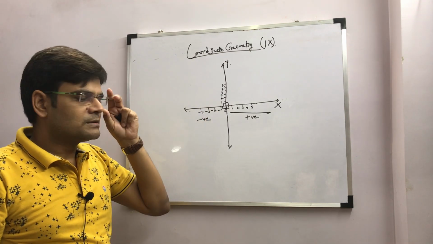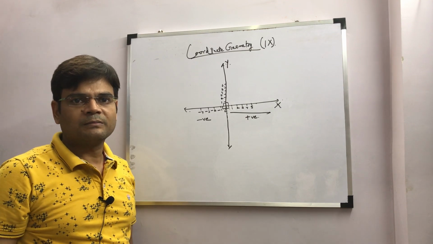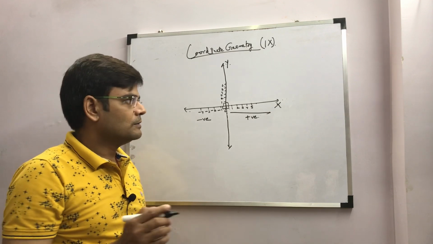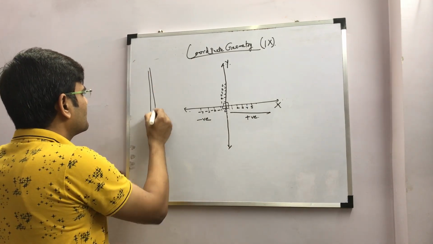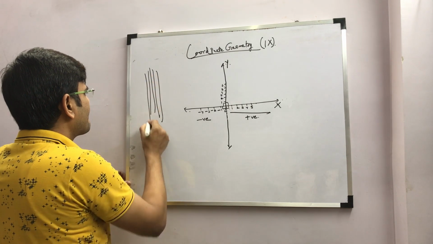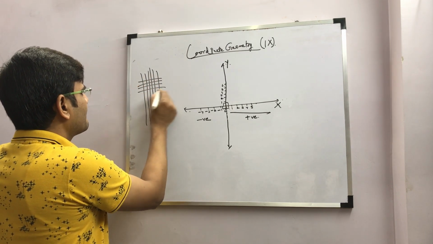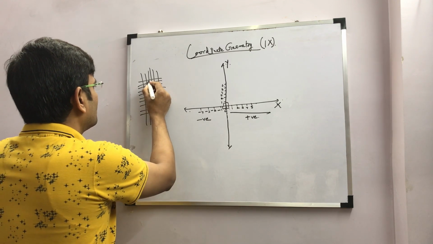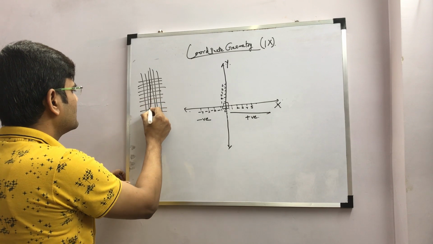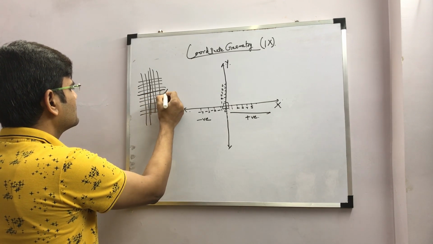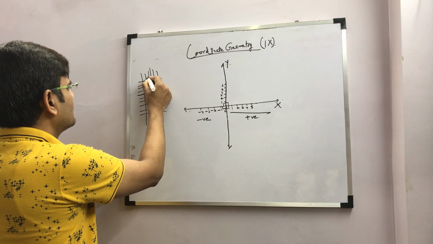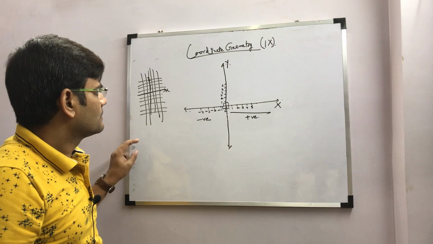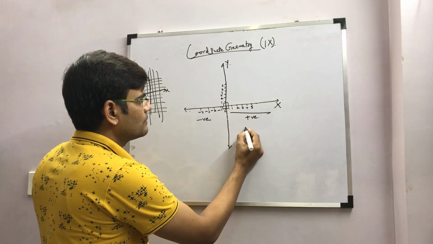Now I don't have a graph paper, but someday, maybe the next day, I'll show it on a graph paper. You'll get graph paper. Your graph paper is like this. And then if you have to draw, how will you draw? You make this line a little thick. You make this line a little thick. This is x-axis and this is y-axis. So say I have to draw.